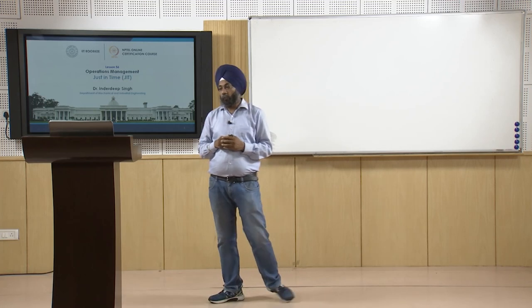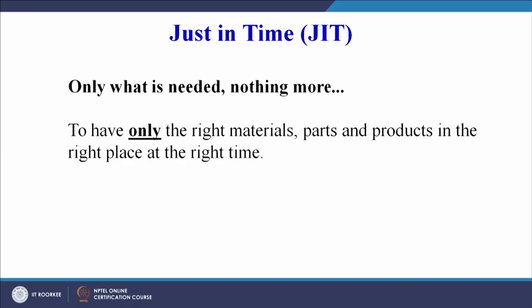So let us try to understand what JIT is all about and how it can help organizations take advantage of this concept. Just in time, as you can see on your screen, the focus is that only what is needed, nothing more. Whatever is exactly required must only be considered. Everything else which is wasteful in terms of expenditure, time, material or manpower must be avoided. To have only the right materials, parts and products in the right place at the right time. Only has been highlighted here. Why? Because we have to focus on the right materials, which means the wrong materials should not be there. Right parts, right products. Whatever materials are required, only those should be focused upon. Whatever is not required may not be considered at all.